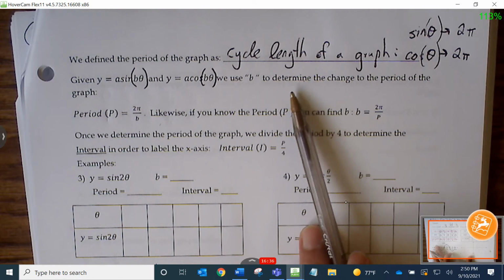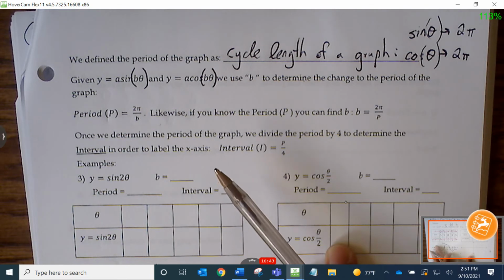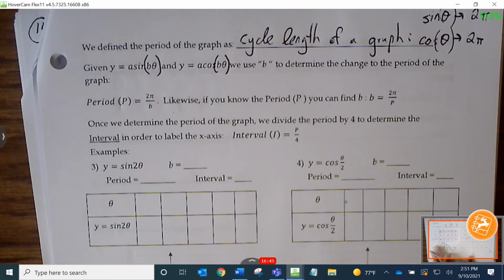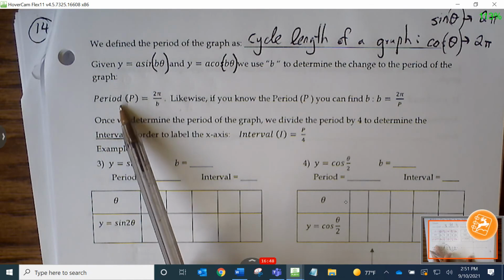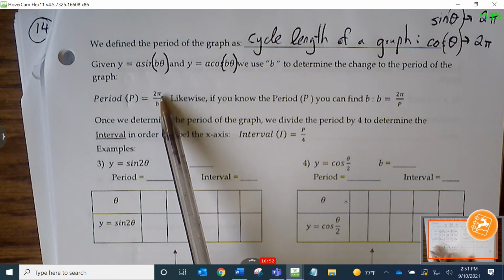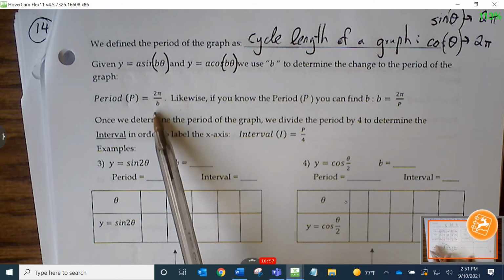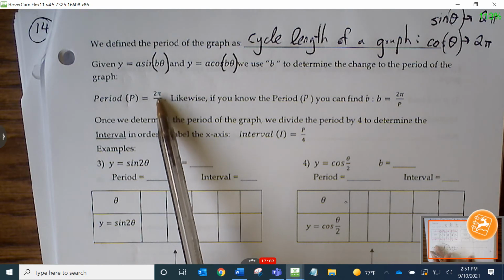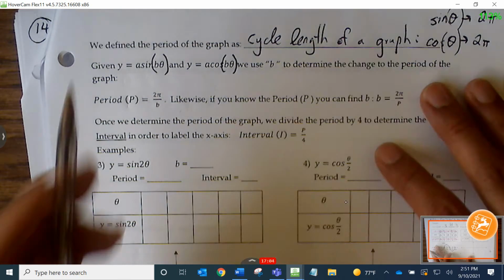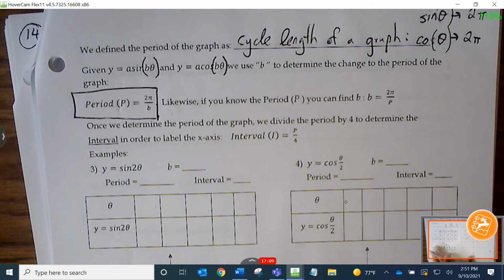Okay, so we're going to use that b value to help determine the change to the period or the length or the cycle of our graph. Okay, so here's our formula. The new period of our sine and cosine function is going to be 2 pi divided by b. So 2 pi is kind of a starting point for us. And then whatever that b value is, that's going to change that 2 pi, either lengthening it or shortening it. Okay, so put a box around this. We're going to use this quite a bit.